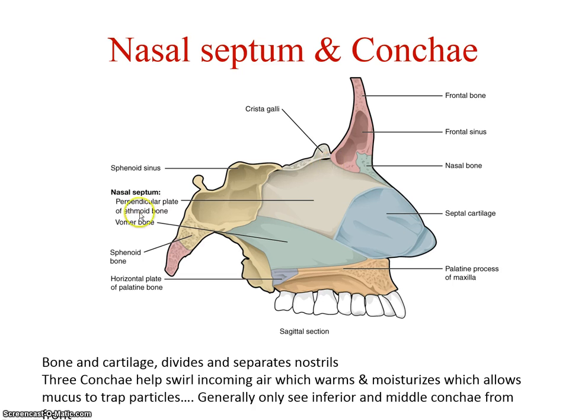Here's a frontal sinus, sphenoid sinus. You can actually see these on your sagittal head models too, so do look for that. So the septum and conchae, you've got bone and cartilage, and it separates the nostrils.